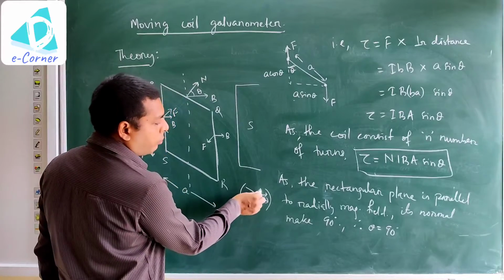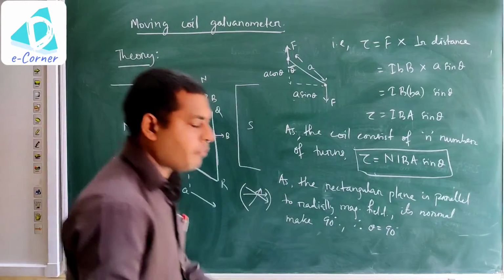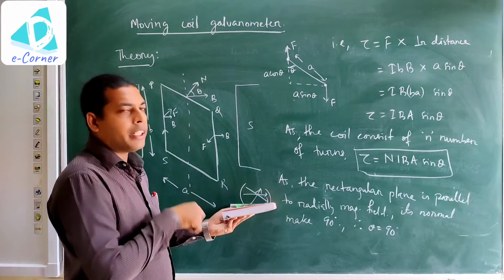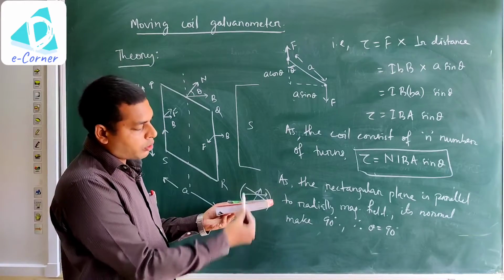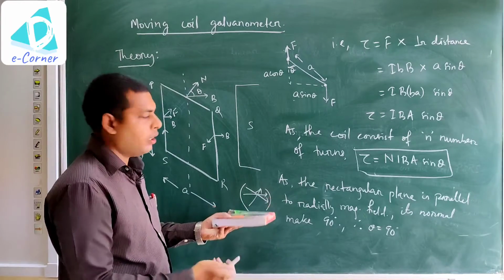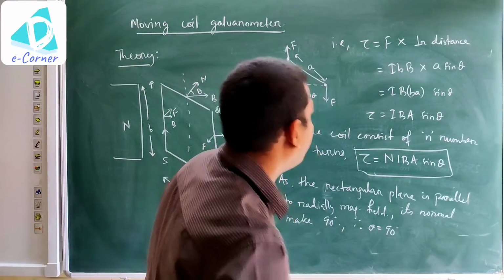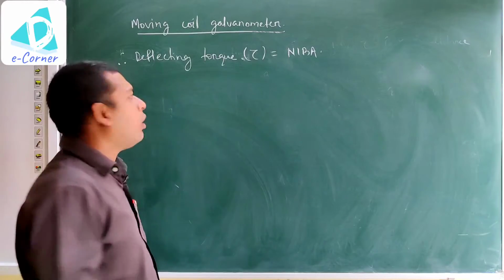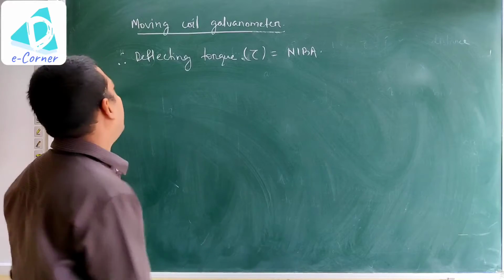ऐसा है. So जब भी उसके ऊपर ऐसा रेक्टेंगुलर प्लेन रहेगा, सो मैग्नेटिक फील्ड कैसा होगा? पैरेलल ही होगा. मैग्नेटिक फील्ड अगर पैरेलल है, सो उसका नॉर्मल कैसा होना चाहिए? परपेंडिकुलर होना चाहिए. थीटा इज इक्वल टू 90 डिग्री. ओके, as theta is equal to 90 degrees, so we can write therefore deflecting torque tau is equal to NIBA.